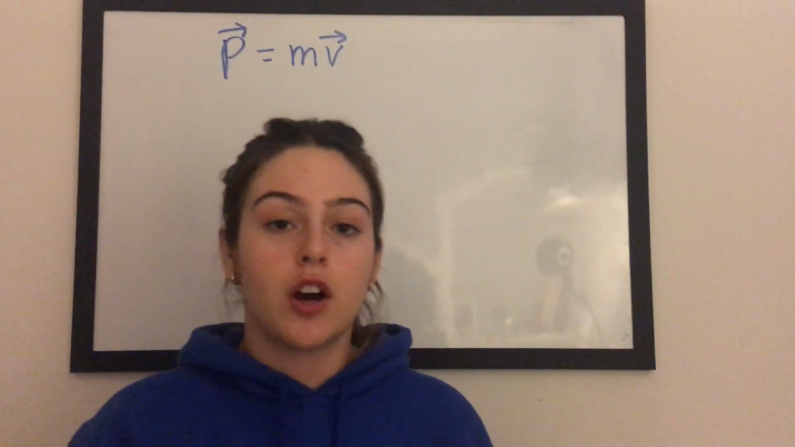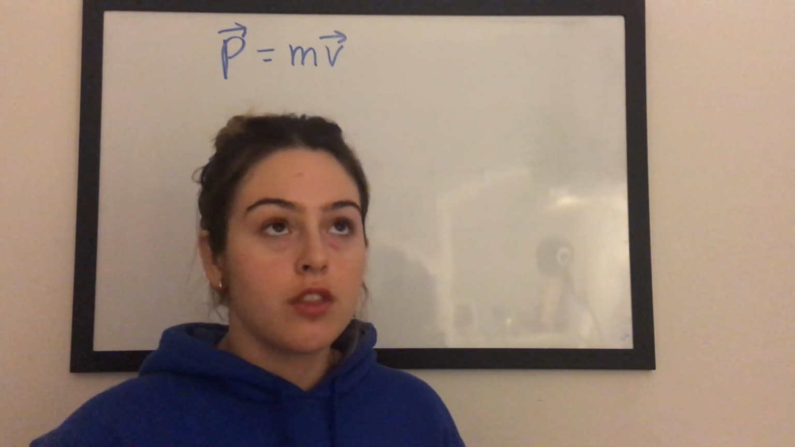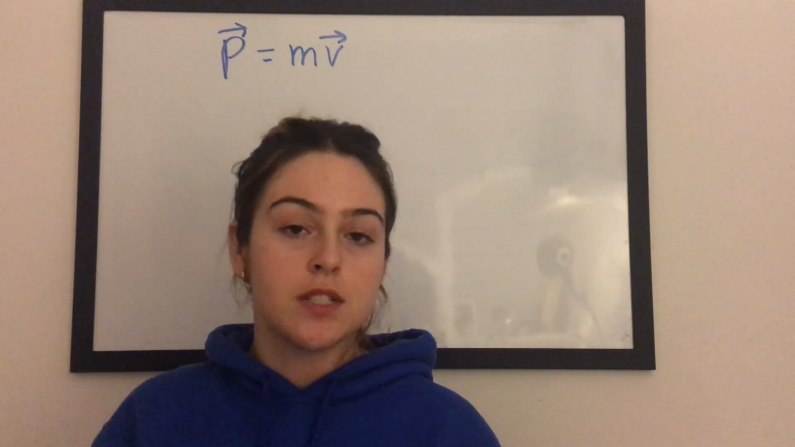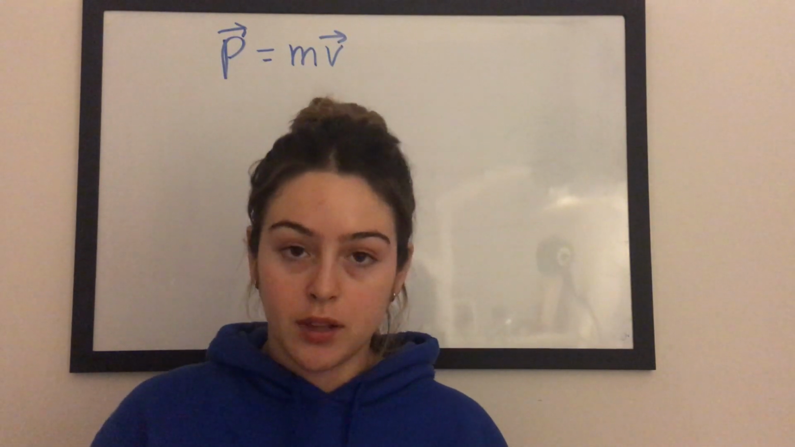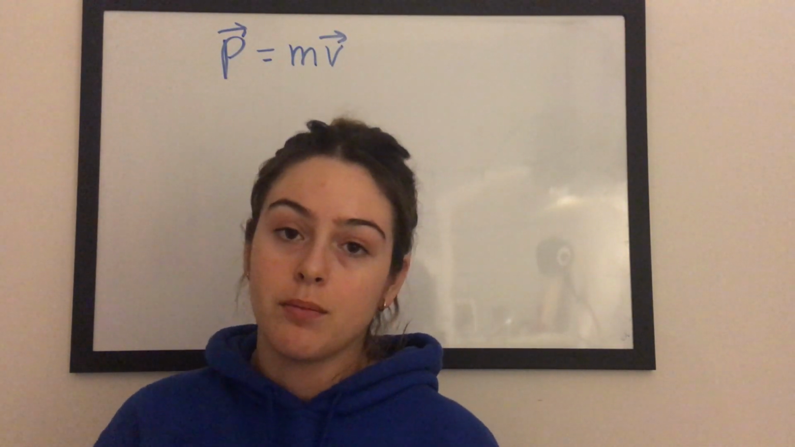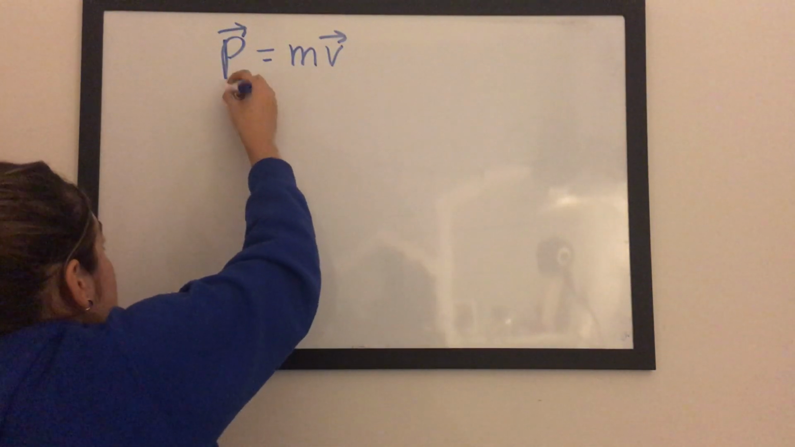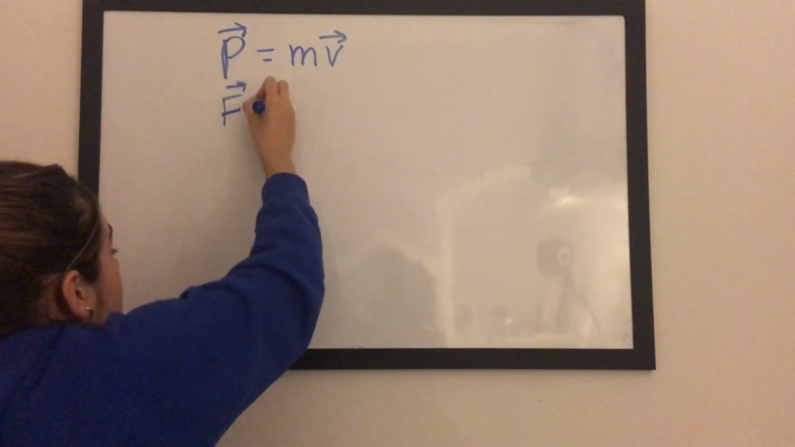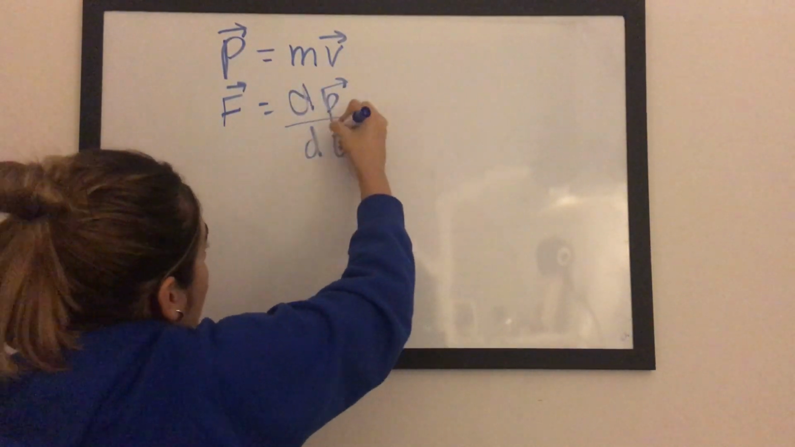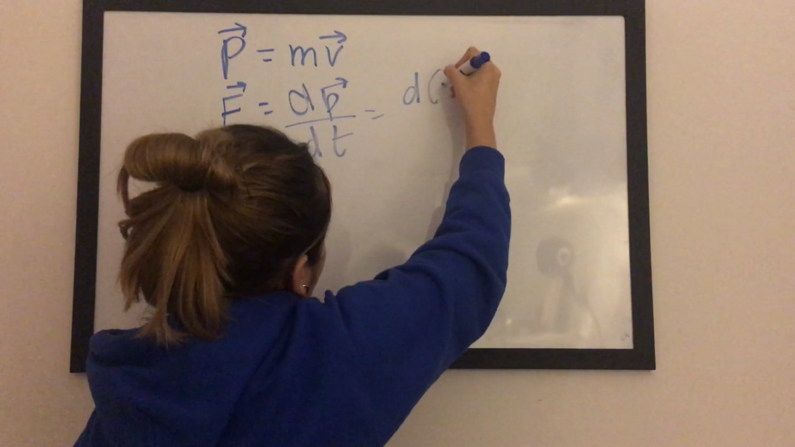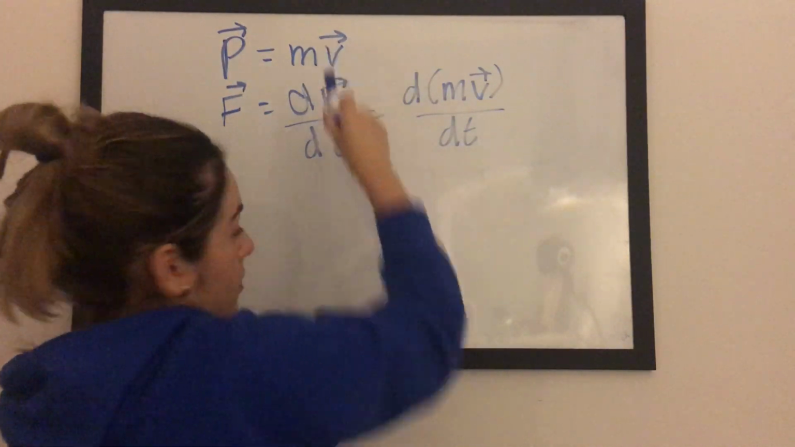Now I'm going to go ahead and talk about the relationship between force and momentum. The rate at which an object's momentum changes is directly proportional and in the same direction as the applied force. This can be given by the following mathematical formula. Force is equal to the derivative of momentum, which is also the derivative of m times v, given the formula above.